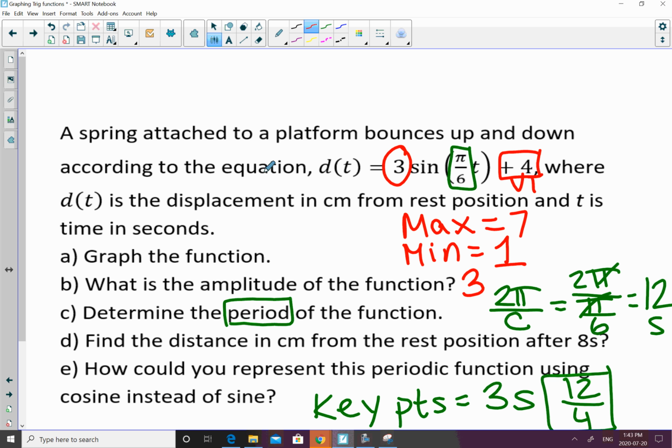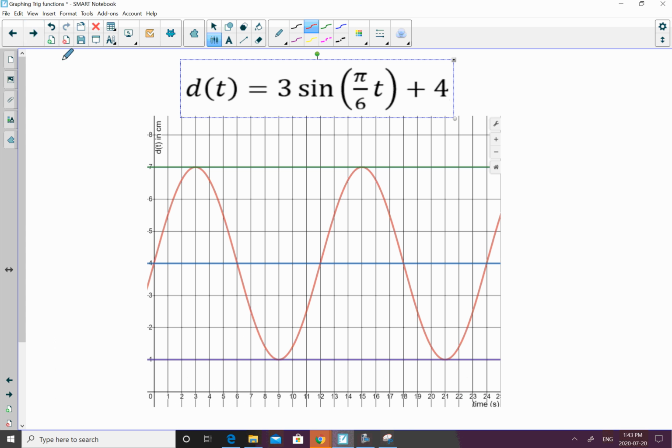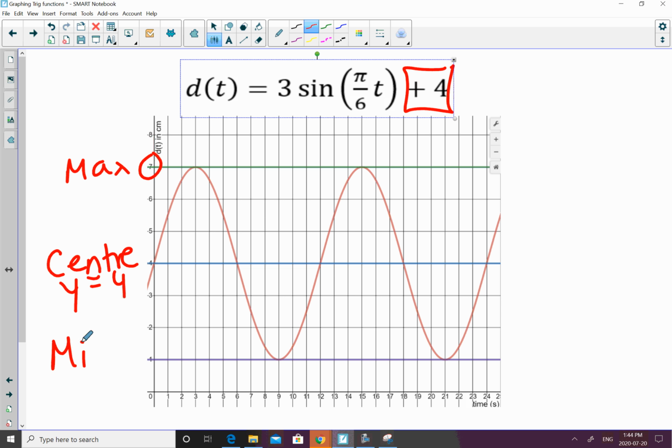And now we are ready to draw our graph. So we're going to go over here to our graph. You'll see that I've marked on the maximum value here at 7. So this is the max y value. The center, which corresponds to the vertical translation, is at y equals 4, and the minimum at y equals 1.